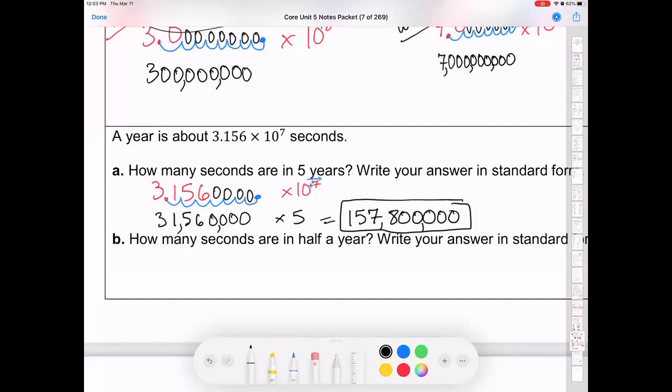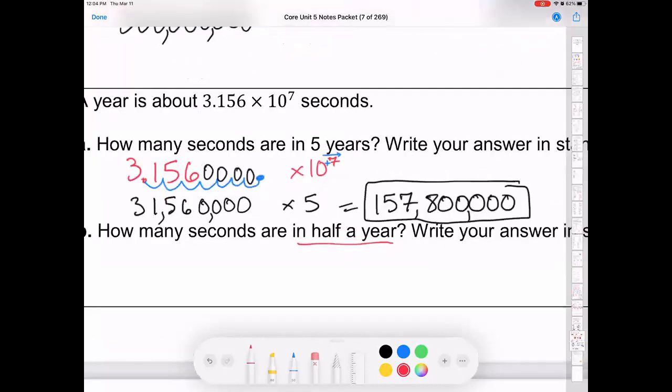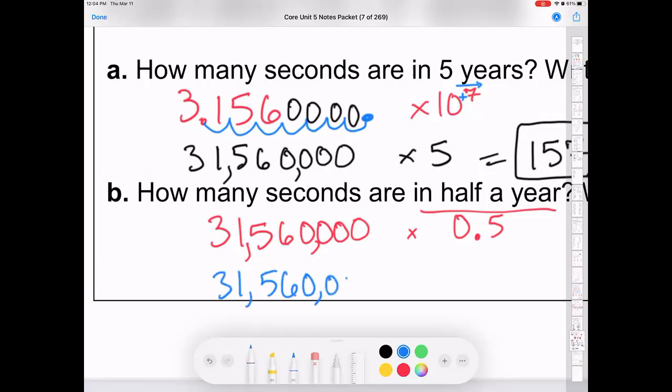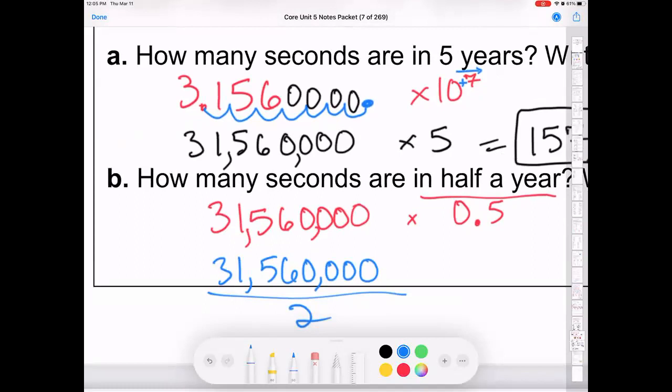Now for B, it says how many seconds are in a half of a year? How would you actually calculate that? Awesome job to those individuals. They suggested taking how much it is in 1 year, and the first suggestion was multiply by 0.5. And then the other path was taking our value and dividing by 2. These mean the same exact thing. You will get the same result in the end.